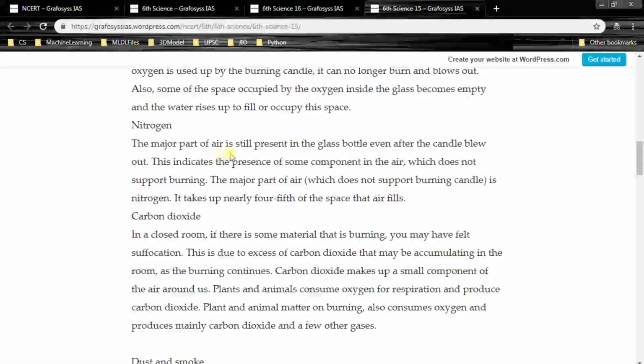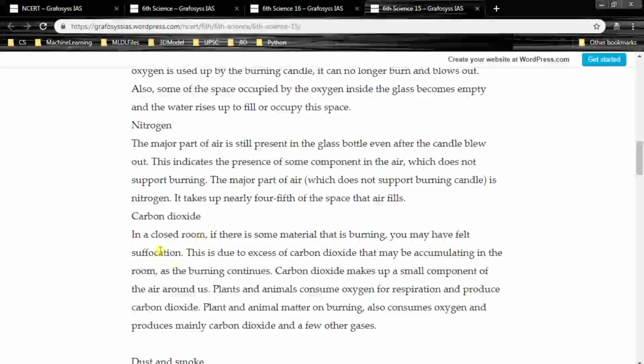Nitrogen. The major part of air is still present in the glass bottle even after the candle blew out. This indicates the presence of some component in the air which does not support burning. The major part of air which does not support burning is nitrogen. It takes up nearly 4/5 of the space that air fills. So 4/5 of the air is nitrogen.